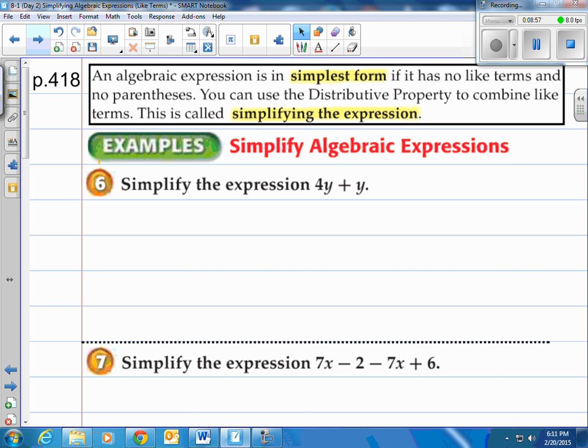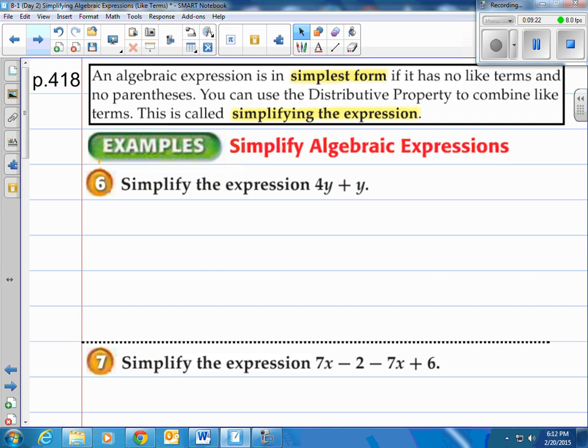All right, an algebraic expression is in simplest form if it has no like terms and no parentheses. You can use the distributive property to combine like terms. This is called simplifying the expression. So again, we're looking to combine things that go together. It's kind of like the matching game. You organize things together, and we, again, want to eliminate parentheses if possible.